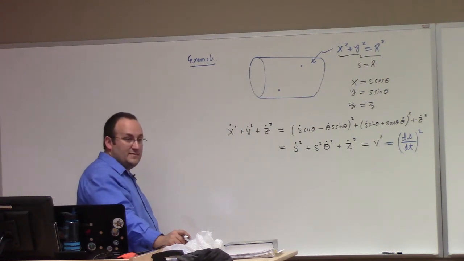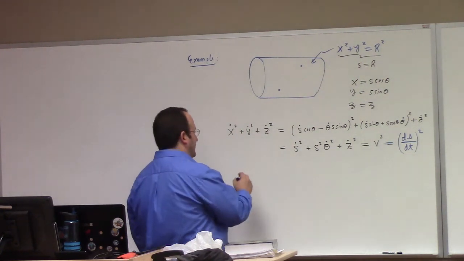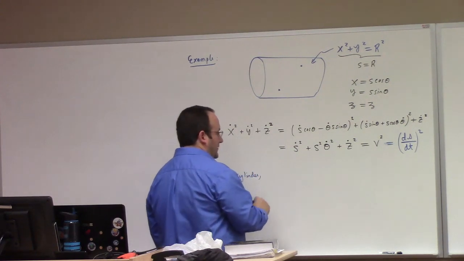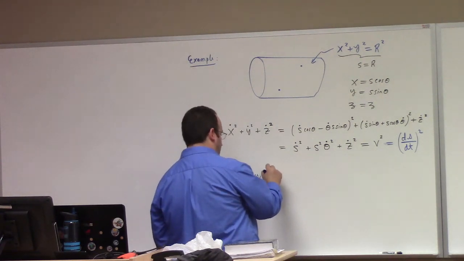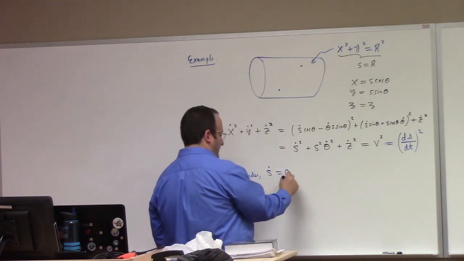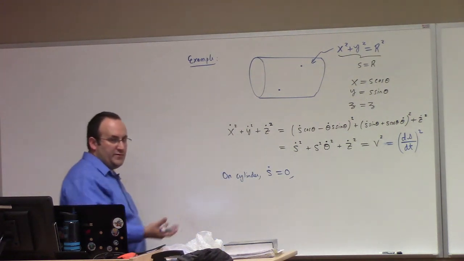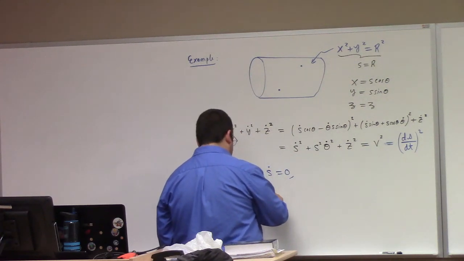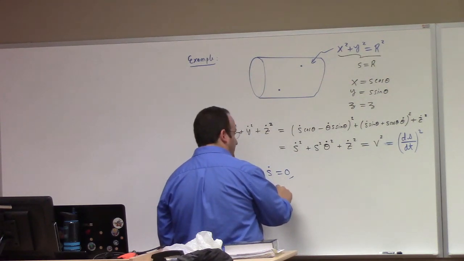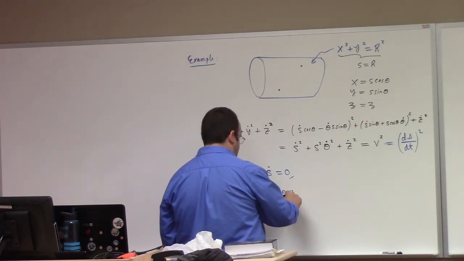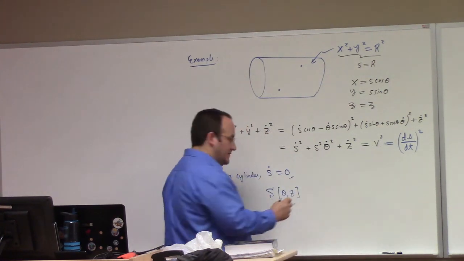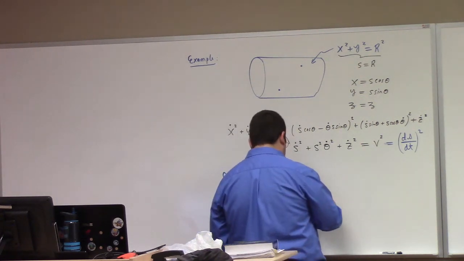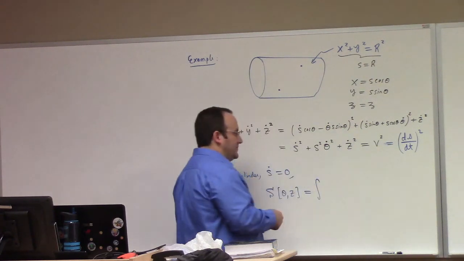So on the cylinder, we have that s dot equal to 0, right? So if we impose that constraint, the thing we want to look at, S, has theta and z, right? It's going to be something like an integral over appropriate times, let's say. I don't care what time.